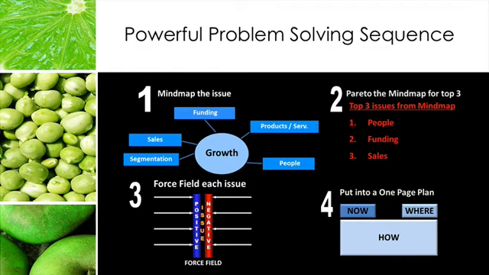If it's a relatively simple problem but requires a little bit of thought, then you might just use the following sequence. You might just mind map the issue so you get it all down on paper and you're really clear about it. And then you do a force field on the issue. The important thing here when doing the force field again is to clearly define what the issue is, what the problem is you're trying to solve, then do a force field on it, and then summarize it into a 1-page plan. Alright, that's our powerful problem solving technique.